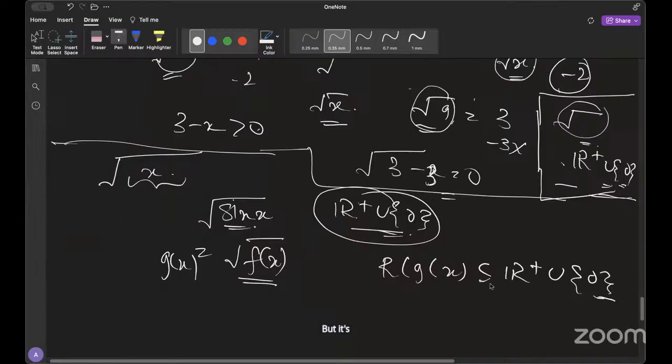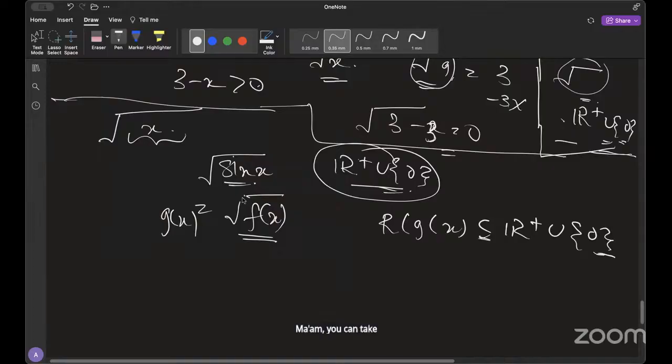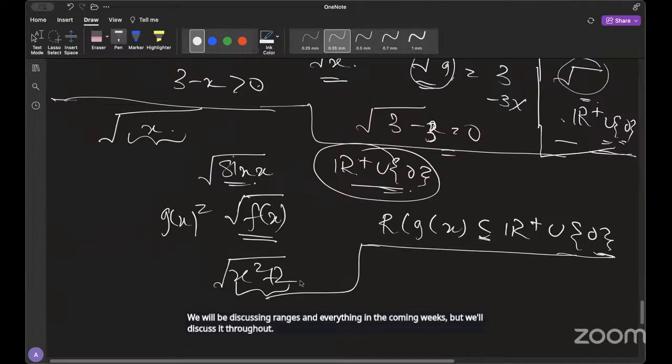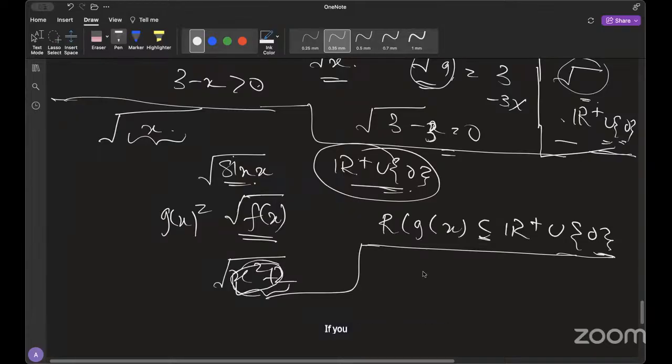But it's not equal to this. It can't be equal. You can take a simple example like x square plus 2. What happens is this doesn't cover the whole range. We will be discussing ranges and everything in the coming weeks, but we'll discuss it here too. If you just consider this function, the range is not even R plus, it's this thing, because you don't have anything from 0 to 2.